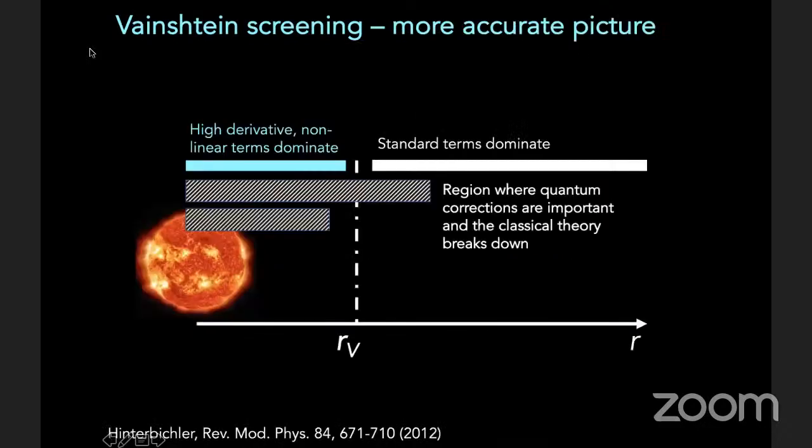There's something more that we can say. So going back to the picture I showed you earlier, the question is that there is one more regime that I wasn't showing before. You've got closer to a massive source where you expect your high derivative nonlinear terms to dominate. Those are classic. You've got further away from the source where you expect the standard terms to dominate. And you've got a region where everything breaks down. You've got the region where your quantum corrections become important. And it's worthless to think in terms of the classical theory anyway. And the question is, where is this regime? Does it kick in before or after your classical nonlinear theory has had the time to dominate?